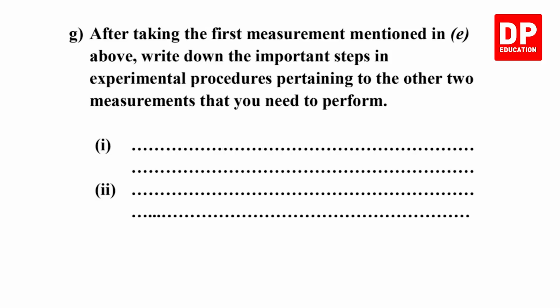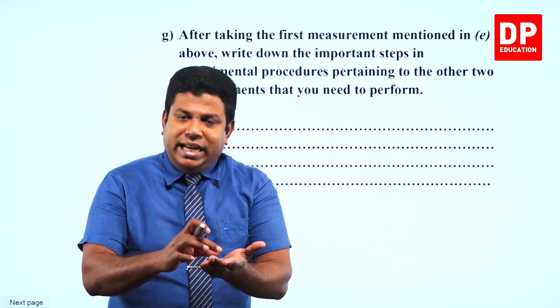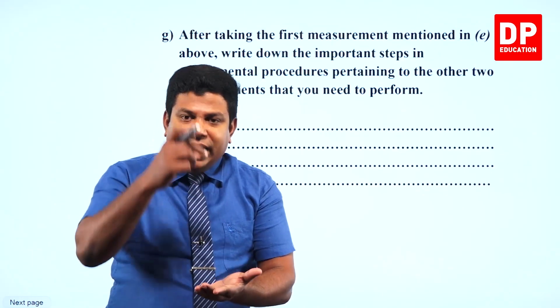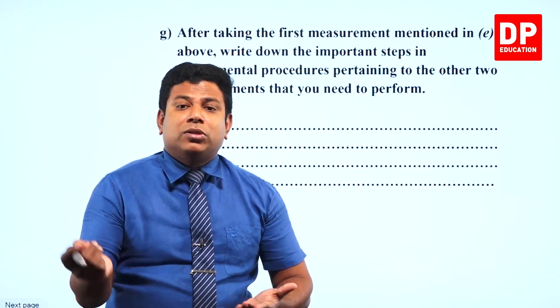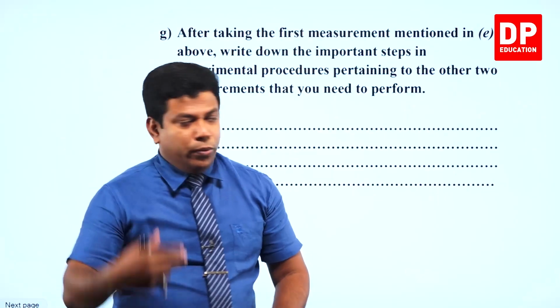After taking the first measurement mentioned in E above, write down the important steps in the experimental procedure pertaining to the other two measurements that you need to perform. Now what do you do? You just kept the paper and found the reading. Then what's the next step? Keep the glass block on top of that, again focus and find the reading. On top of the glass block, you put some lycopodium powder, focus on that and get the reading. Those are the two. So we'll write that.